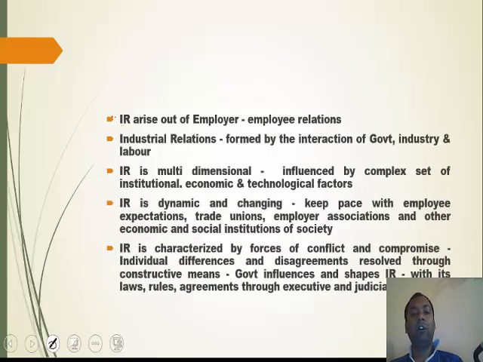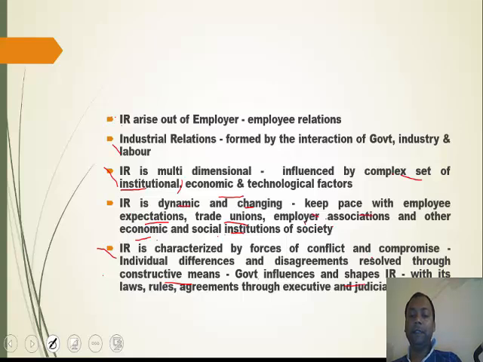Industrial relations arise out of employer-employee relations formed by interaction of government, industry, and labor. Industrial relation is multidimensional. That is, it is influenced by a complex set of institutional, economic, and technological factors. Industrial relation is dynamic and changing. It keeps pace with employee expectations, trade unions, employer associations, and other economic and social institutions of society. Industrial relation is characterized by forces of conflict and compromise. Individual differences and disagreements are resolved through constructive means.